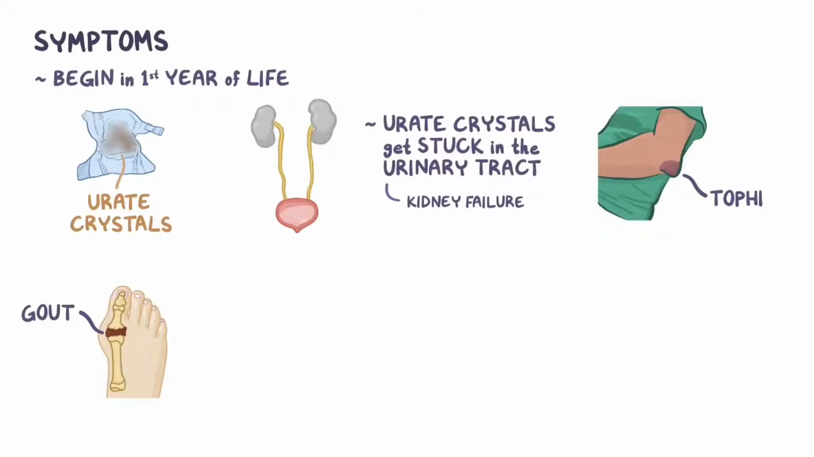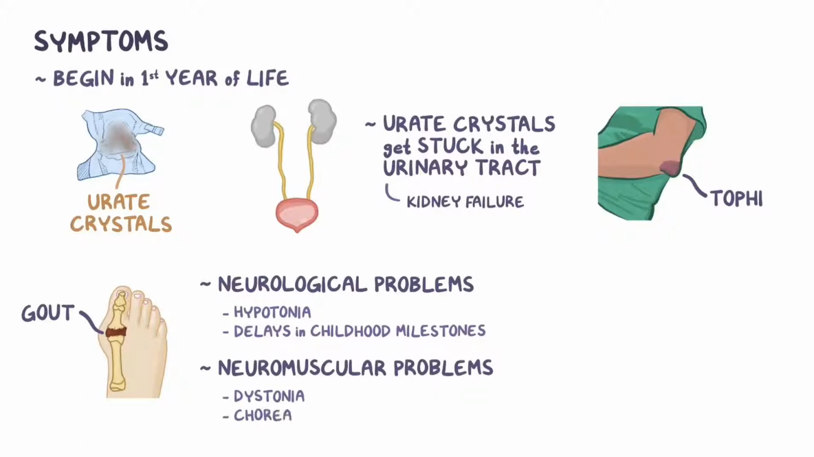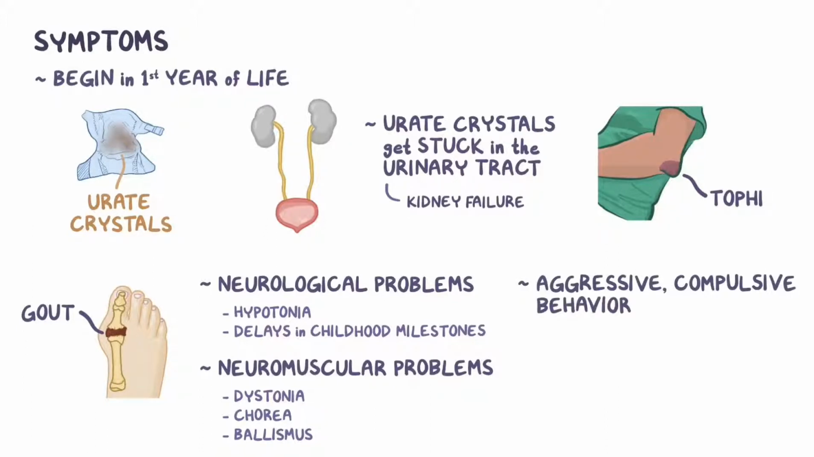Individuals with Lesch-Nyhan syndrome also have neurologic problems like hypotonia, or decreased muscle tone, and have a delay in reaching childhood milestones like walking and talking. Neuromuscular problems are also common, like having involuntary muscle movements, dystonia, chorea, which is characterized by brief jerky movements, and ballismus, which is characterized by flinging of the limbs. Finally, these individuals usually have aggressive, compulsive behavior, often resorting to self-injury, such as nail or finger biting and headbanging.